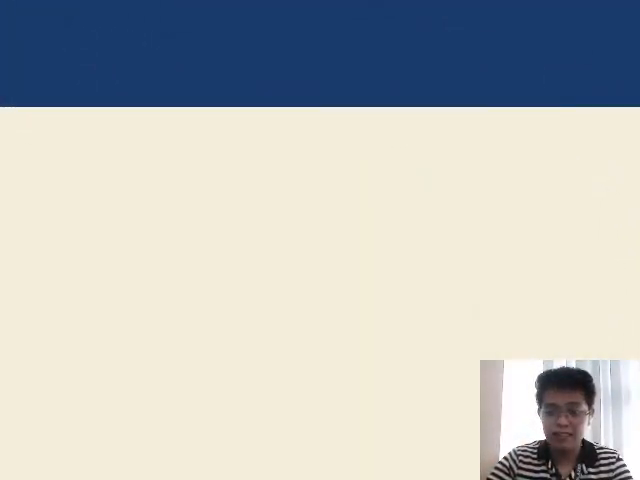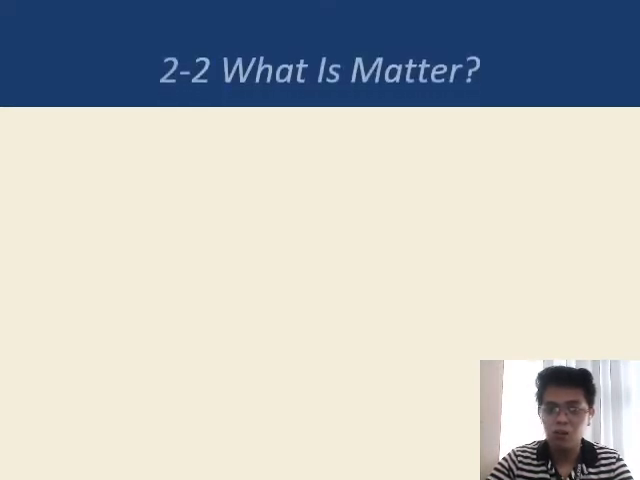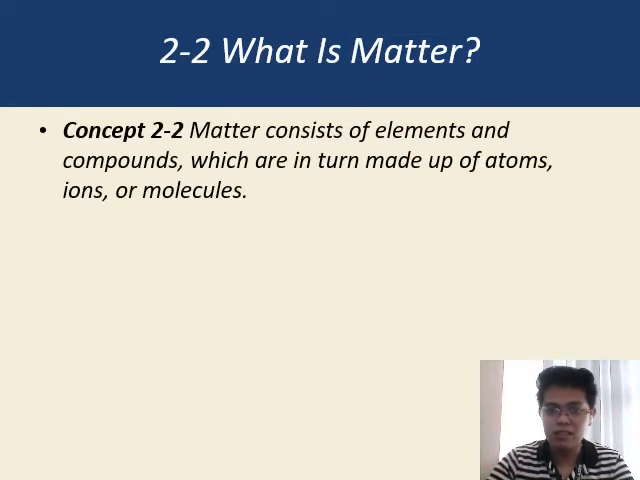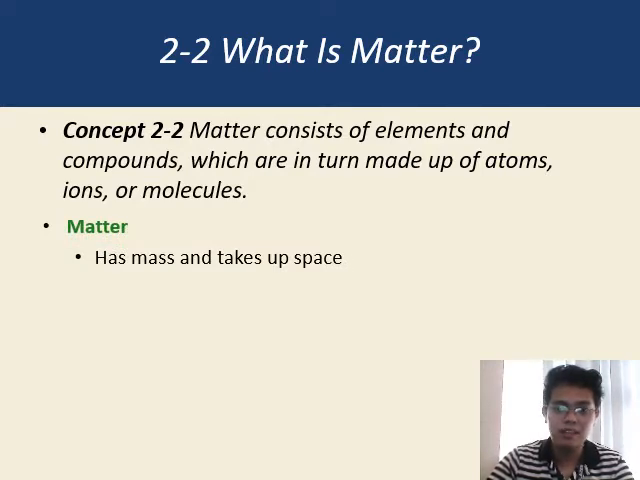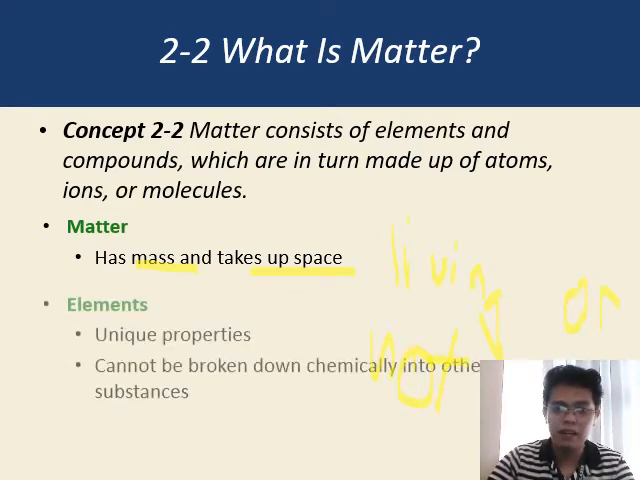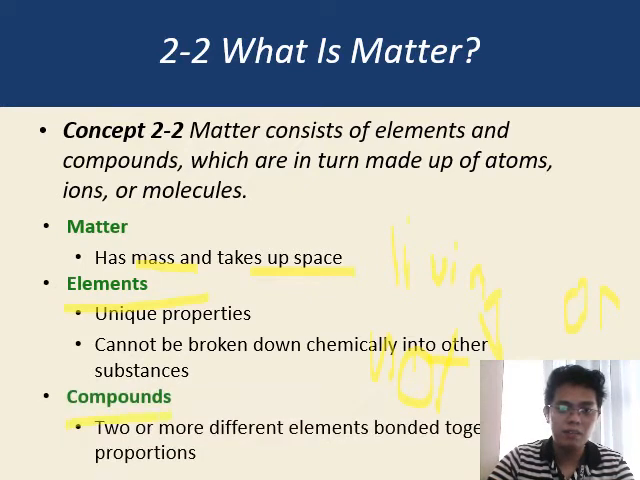Now that we've answered what scientists do, we proceed to answering the question, what is matter? So matter is anything that consists of elements and compounds, which are in turn made up of atoms, ions, or molecules. So matter is anything that has mass and takes up space. It can be living or not. And matter exists in two chemical forms. We have elements and compounds.